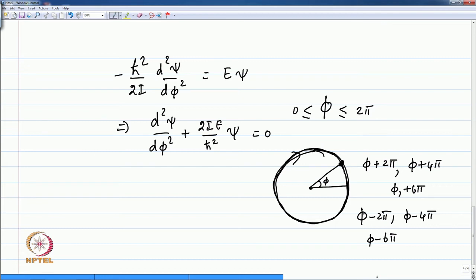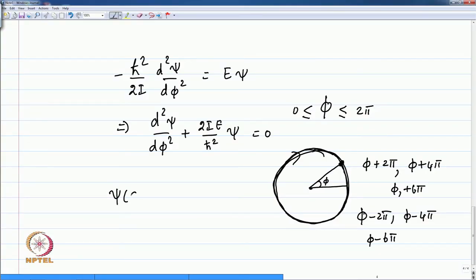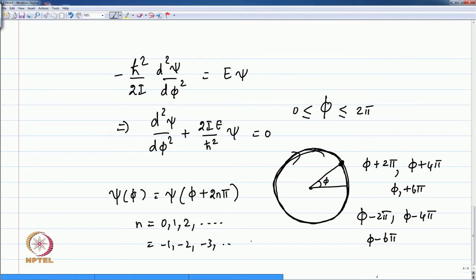Therefore, if the wave function is unique for the particle's position or the system's position at a given value of phi, it should be the same for all values. Therefore, we simply write psi of phi is the same thing as psi of phi plus 2n pi, where n is 0, 1, 2, 3, etc. If you want that in the negative direction, n can also be minus 1, minus 2, minus 3, etc.